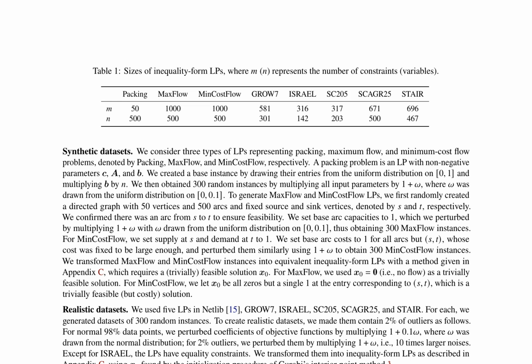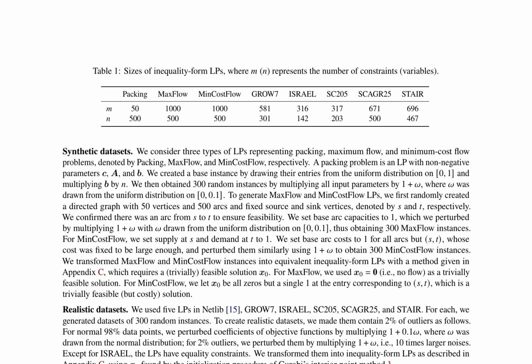In the realm of linear programming, LP problems, dimensionality reduction is a crucial step to enhance efficiency. This paper discusses the creation of synthetic and realistic datasets for testing various dimensionality reduction methods. These datasets include packing, maximum flow, and minimum cost flow problems, each comprising 300 random instances. Additionally, 5 LPs from NetLib are used as realistic datasets, with 300 random instances generated for each. These datasets are designed to contain a mix of normal and outlier data points, providing a comprehensive testbed for comparison.